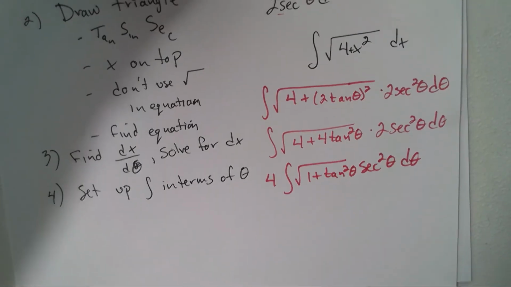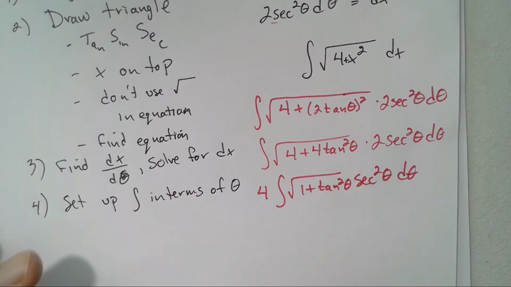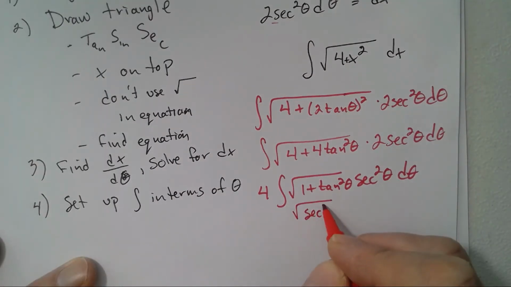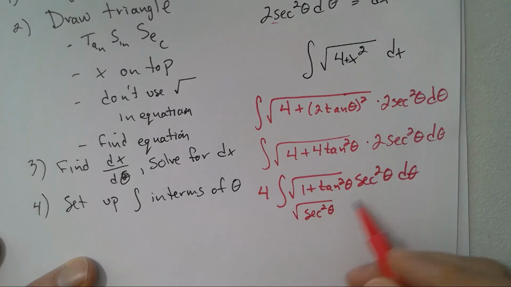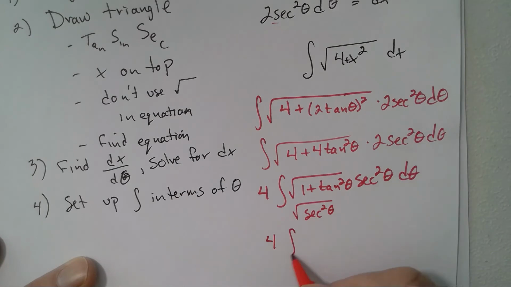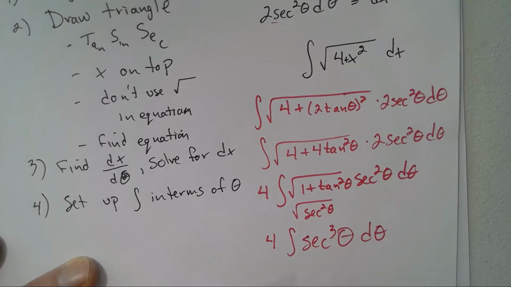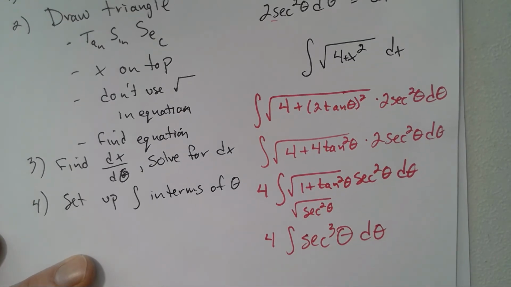One plus tangent squared is secant squared. The square root of secant squared is secant x, or secant theta. So now I have 4 integral secant cubed theta d theta. Okay, so we don't know what that is.